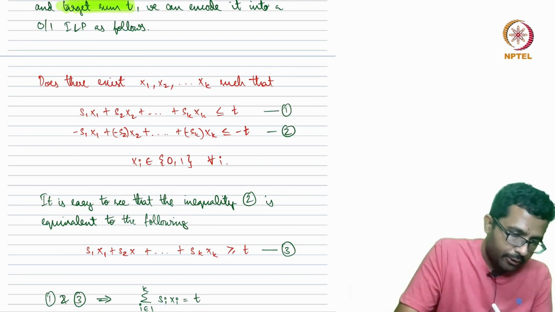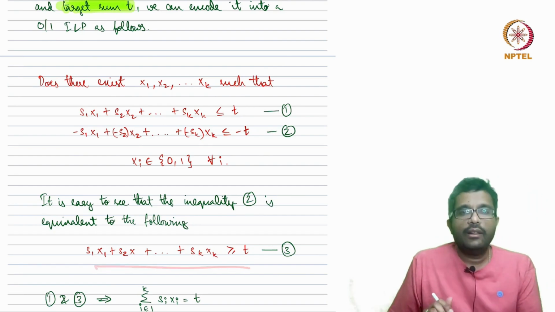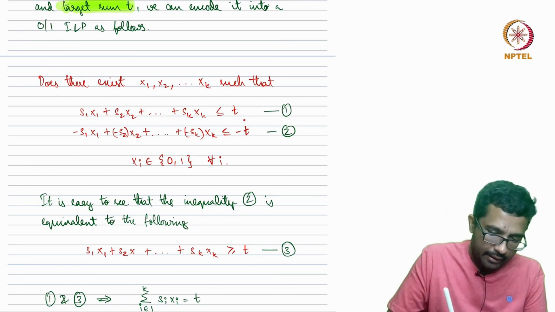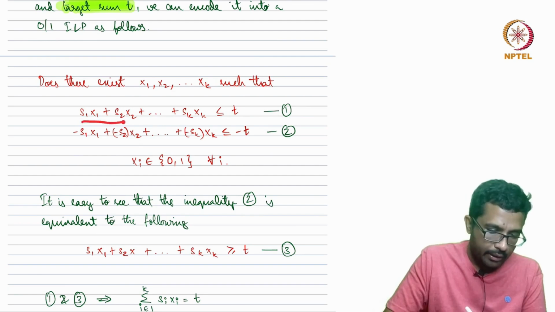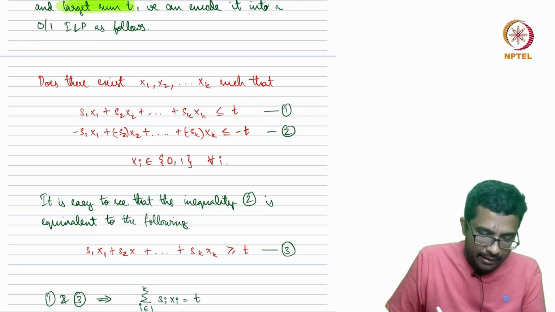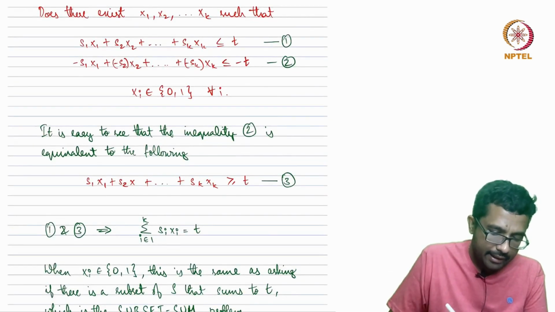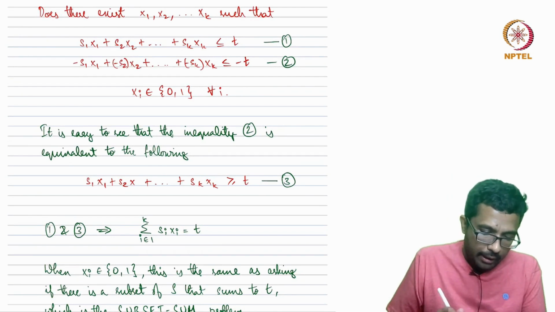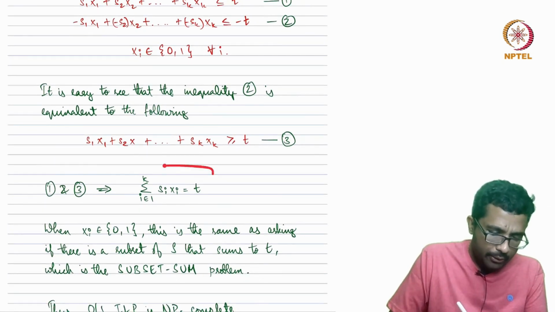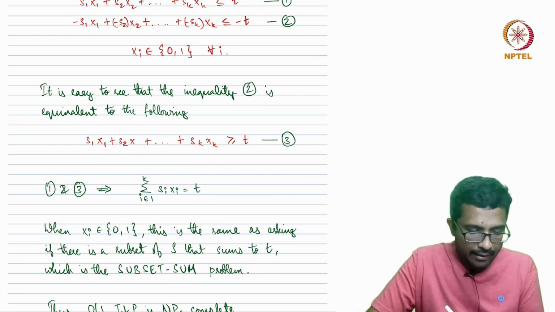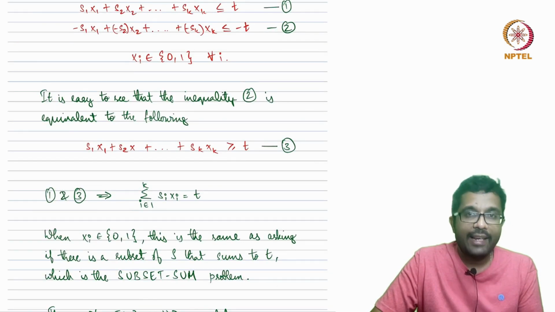Now we have 3 which is equivalent to 2, right, and if you combine 1 and 3, 1 says that s1 x1 plus s2 x2 up to plus sk xk is at most t, and 3 says that it is at least t. So combining this, we get that the sum of si xi is equal to t, right. But now what are the xi? The si are the numbers in the subset sum instance. The xi are 0 or 1, right.